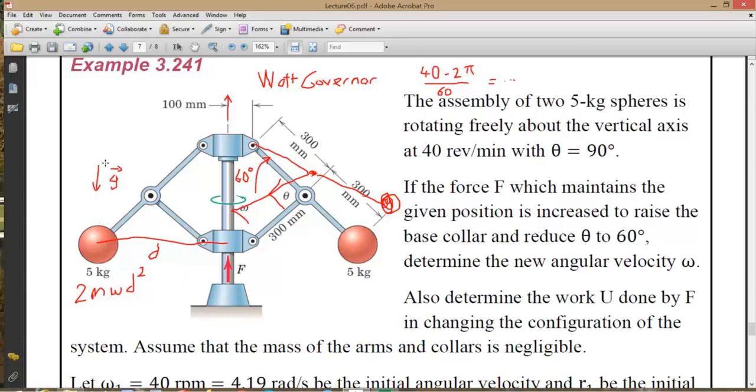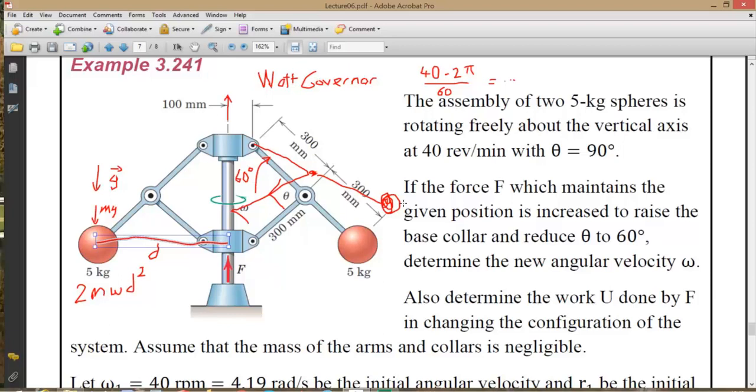How about the moment by the gravitational acceleration? They will generate a moment because of the mg force in these directions, right? There's an mg force in this direction. But then the moment of this mg force will not be in the vertical direction. So that means the angular momentum will be conserved. There is no angular impulse applied to this system as it is moved from 90 degrees to 60 degrees.